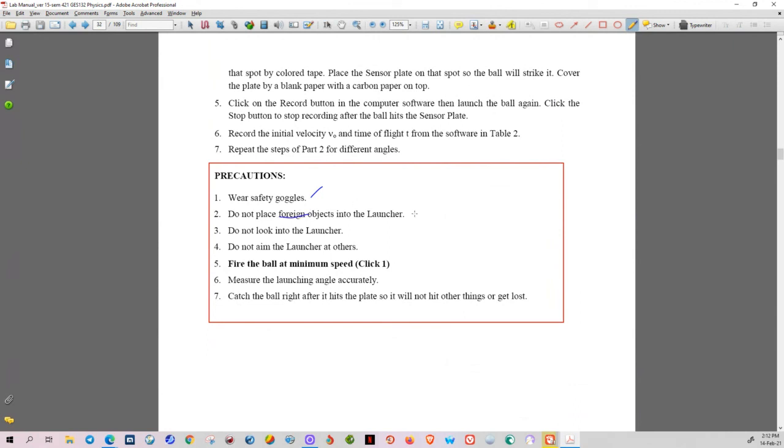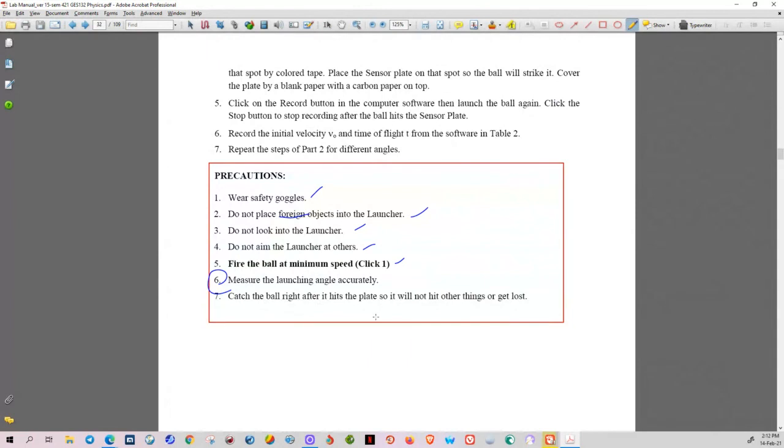Do not place other objects in the launcher. That's true. Do not look into the launcher. That's dangerous. You might get hit in the eye. What else? Do not aim the launcher at others. You have to fire the ball or the projectile at the minimum speed, okay? Because in the lab, if you use the maximum speed for the projectile, you will hit the cabinet and break the glass, okay? But this one, you can use it in the simulation.